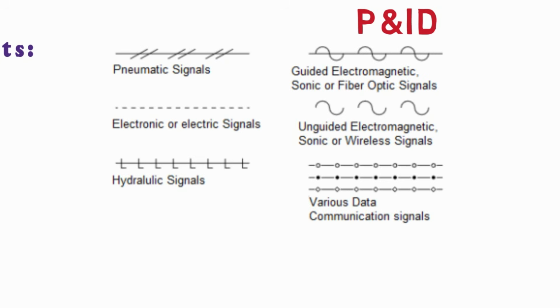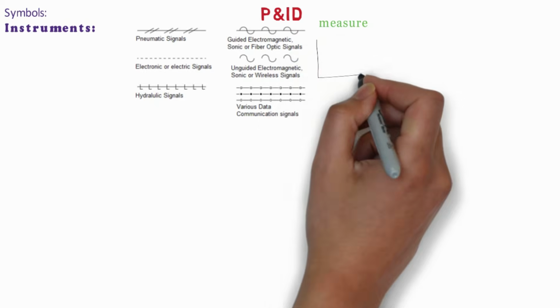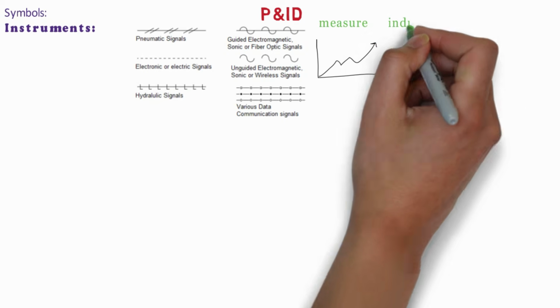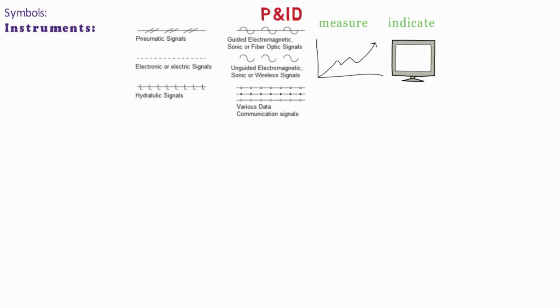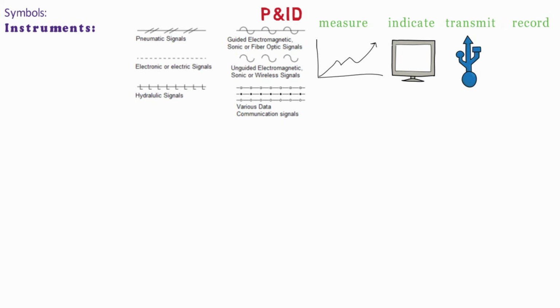Now let's talk about instruments. As we already discussed previously, various instrument signals are shown as follows. Instrumentation refers to devices that sense, measure, indicate, transmit, and/or record physical properties within a system. For these types of components, there is a slightly different approach.